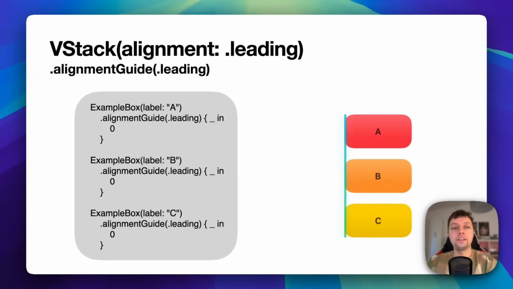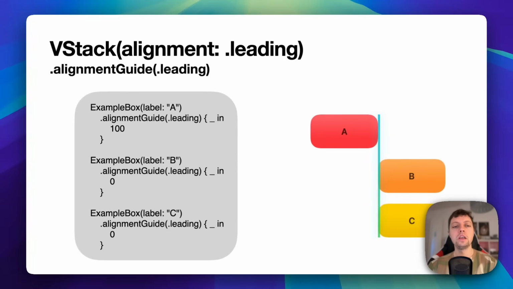So in our first example here, we have a VStack with a leading alignment. And we have alignment guides for each of these three boxes, but they all return the value 0. So nothing really happens here. This is the default value if you just omit using this API. I've also added this little visual indicator here, the vertical line, to show the leading alignment guide of the VStack.